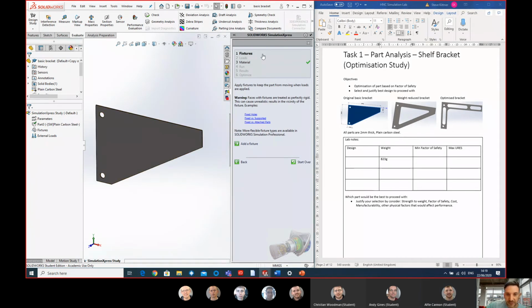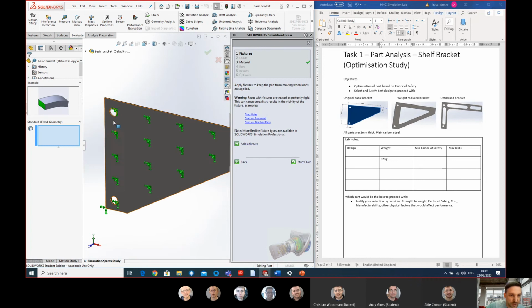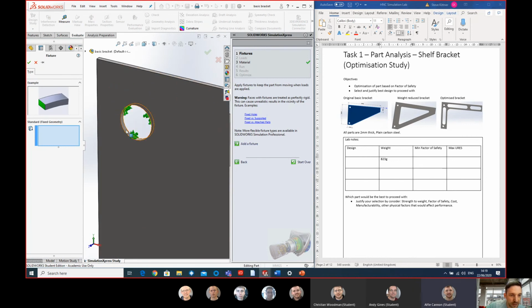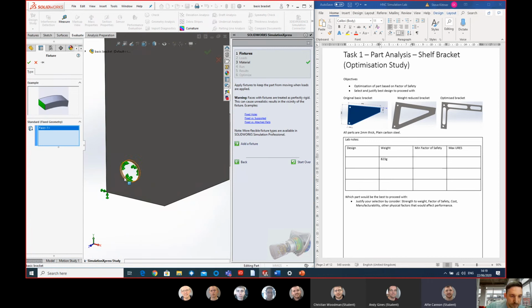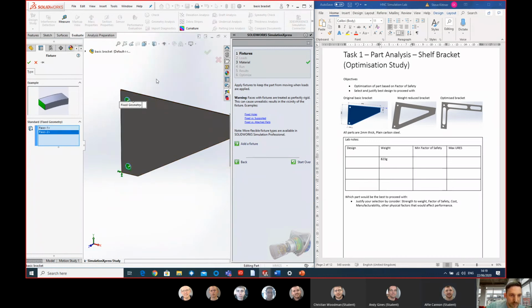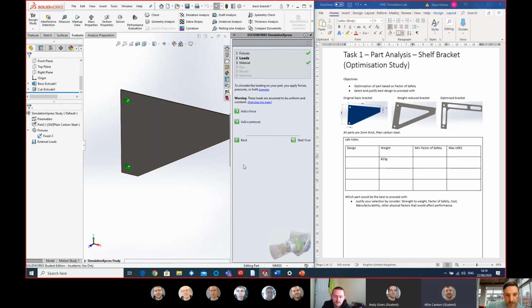So the first thing that I want to do is to say which parts of this model are going to be fixed in a location. So the fixtures are going to be where these holes are here. If I click on the inside of these holes, those two, they're listed down here on the left. I'm going to hit the tick. So that means that they won't move. So whatever force or pressure I put on the top here, those are going to be fixed in their location. So I'm going to hit next.